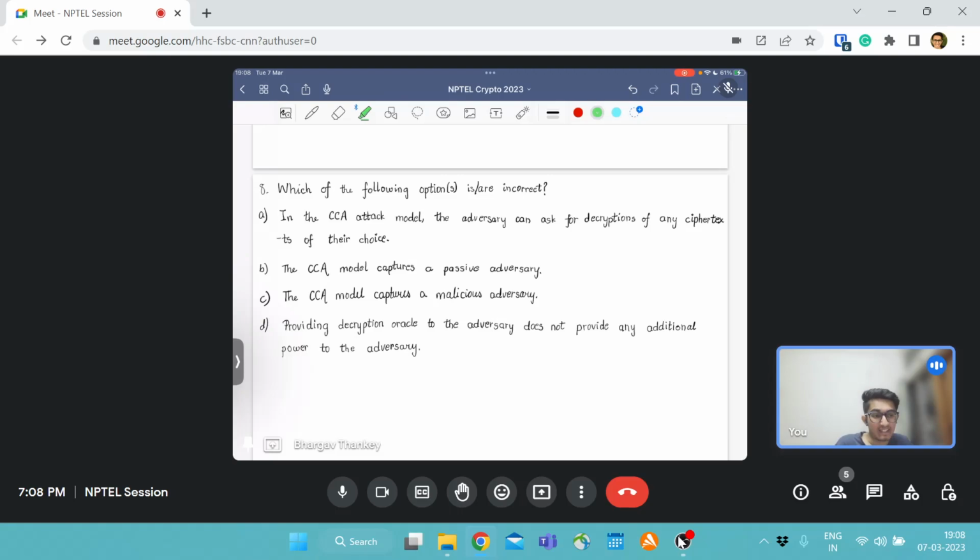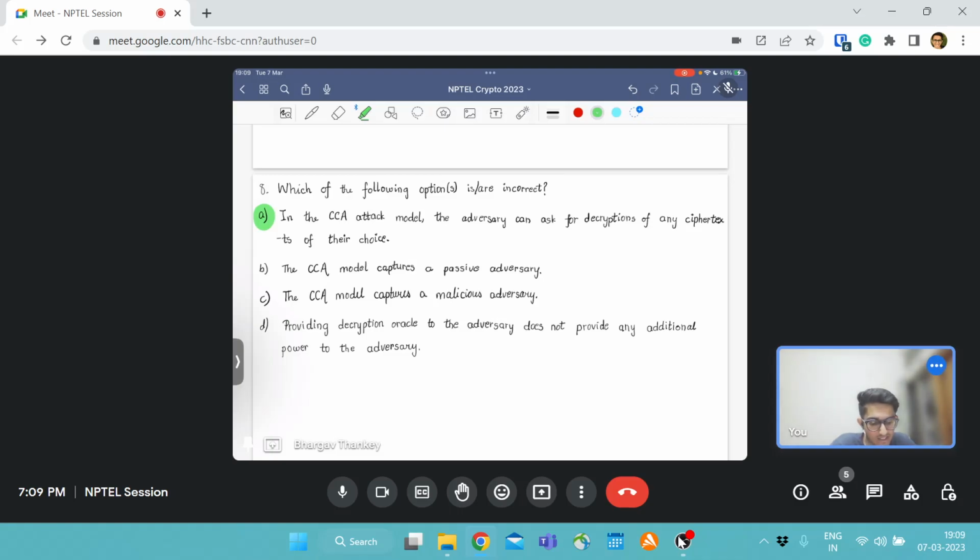The reason for this is that if it can query the decryption oracle for C, it could find out which message was encrypted, M0 or M1, and the game would be meaningless, right? So option A is almost correct. There is just one ciphertext for which it cannot ask for its decryption, and that is the ciphertext sent in the challenge phase. Because of this one exception, A is incorrect.